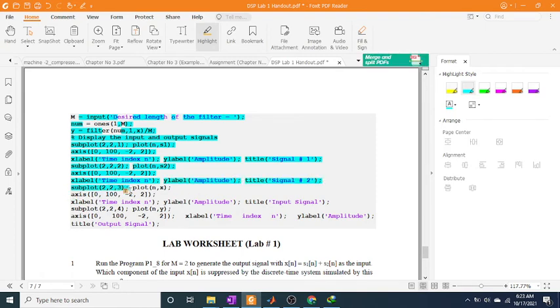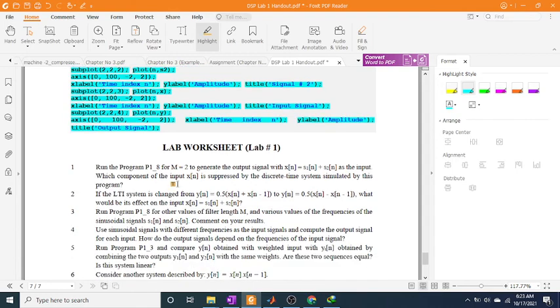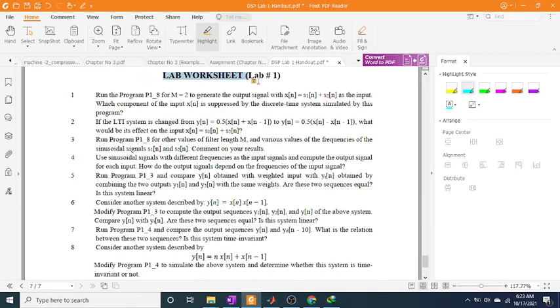subplot(2,2,3); plot(n,x); axis([0 100 -2 2]); xlabel('Time index n'); ylabel('Amplitude'); title('Input signal'). subplot(2,2,4); plot(n,y); axis([0 100 -2 2]); xlabel('Time index n'); ylabel('Amplitude'); title('Output signal').